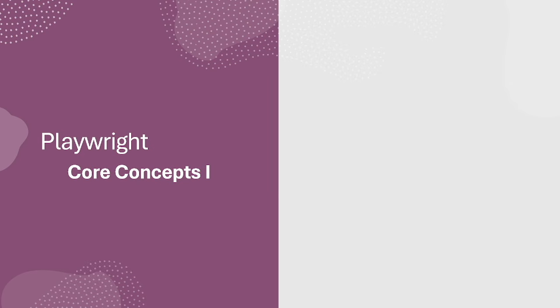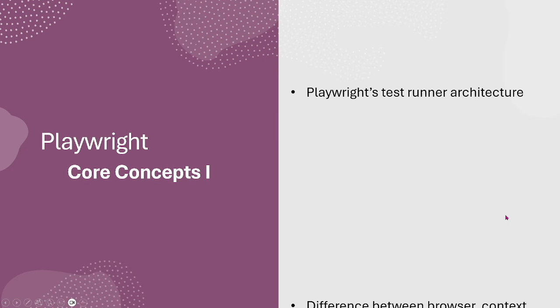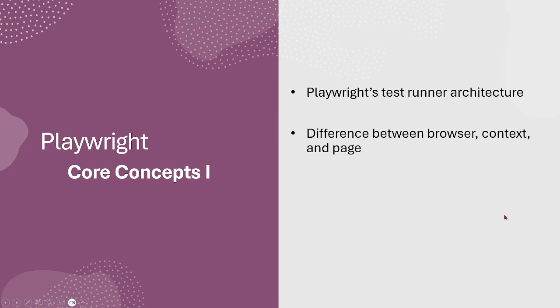Welcome to our automation tester scenario talks. Today we'll talk about the Playwright core concepts part 1. We'll introduce the Playwright test runner architecture, the difference between browser, context, and page, and locator strategies.